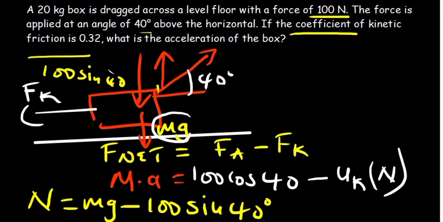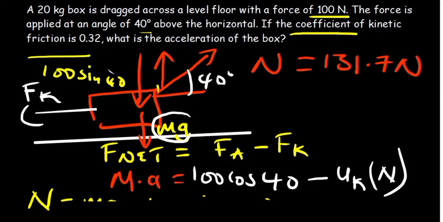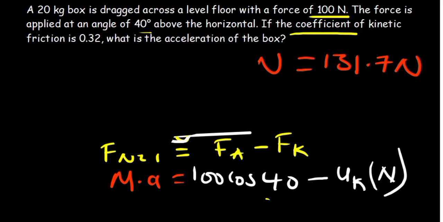Our normal force is going to be mg, where the mass is 20, multiplied by 9.8, subtract 100 sine 40. So our normal force is 131.7 newtons. Now that we have our normal force, we can plug into our equation and find our acceleration. I can now remove this because we've already explained that.